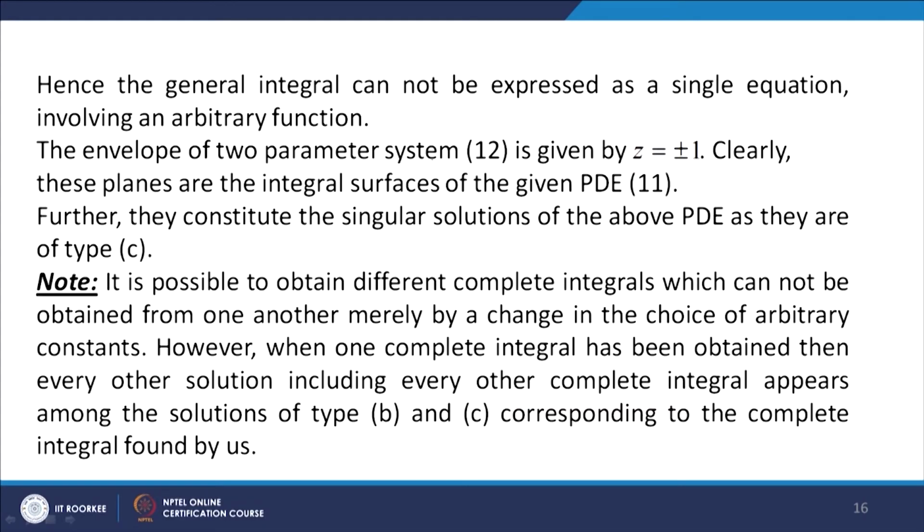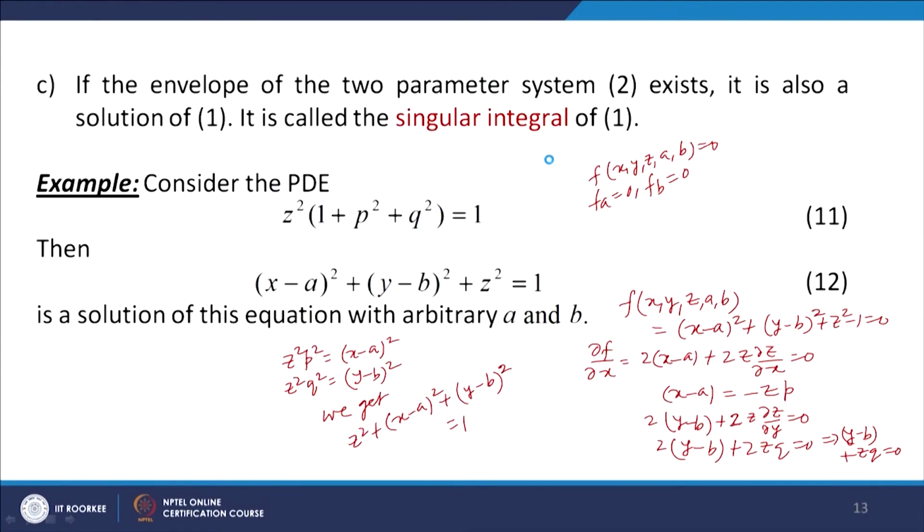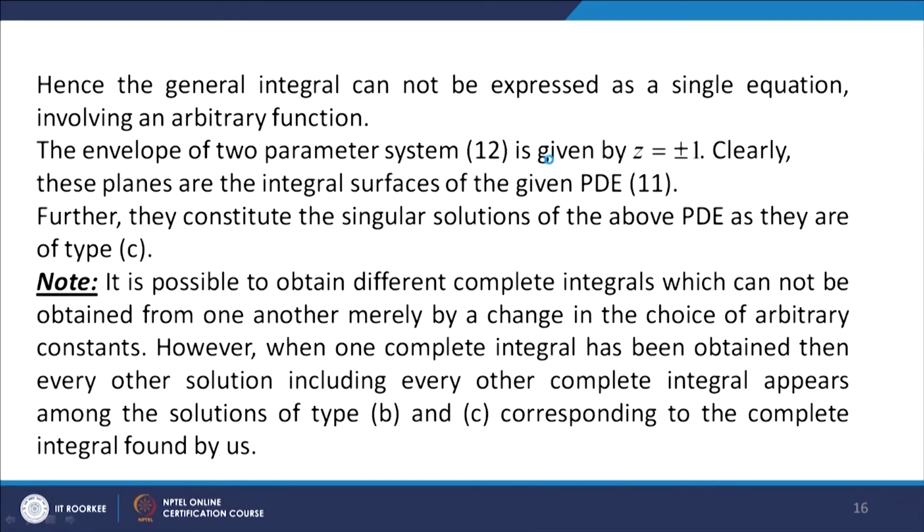So, the general integral can never be expressed as a single equation involving an arbitrary function. The envelope of the 2 parameter subsystem 12 is given by, now let us look at this equation number 12: (x minus a) whole square plus (y minus b) whole square plus z square equal to 1. When we find the envelope of the 2 parameter system, we have (x minus a) whole square plus (y minus b) whole square plus z square equal to 1. So, I write it as ... minus 1 equal to 0.